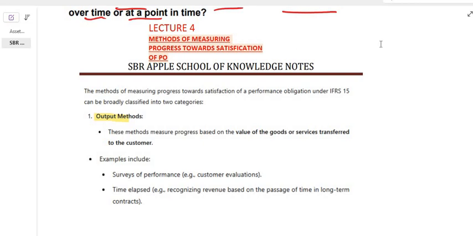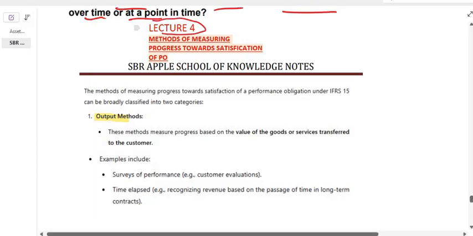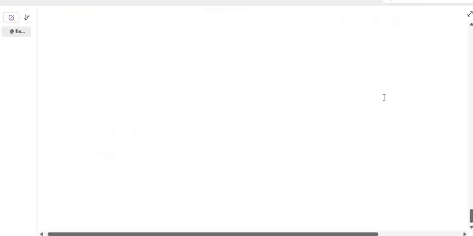Okay, guys, today is our lecture number 4. We have started IFRS 15 revenue, and today we'll discuss the methods of measuring the progress toward the satisfaction of performance obligation. So let me explain it here first and then we will read it out. Clear?